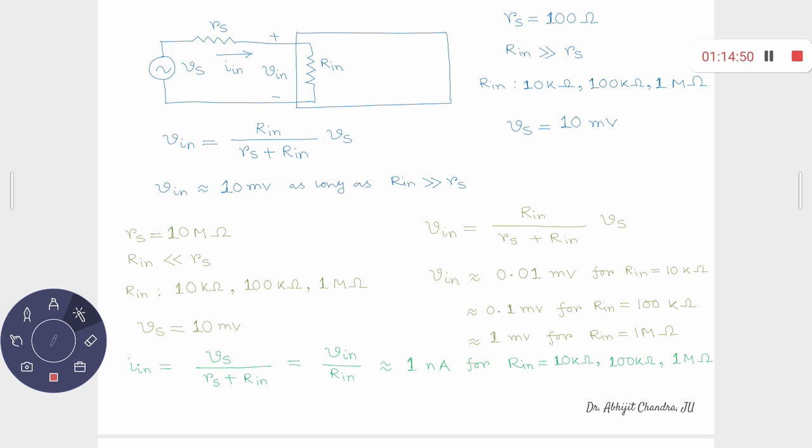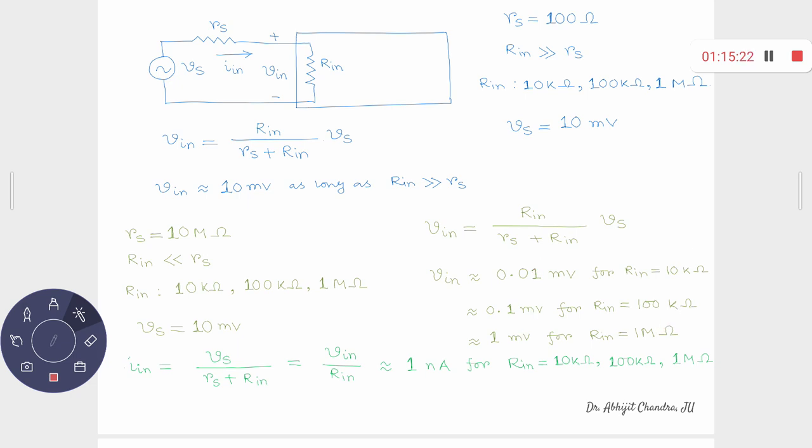Now, that can also be regarded as this voltage drop divided by Vin upon Rin. Now, if you take this ratio, 0.01 by 10 kilo ohms, 0.1 by 100 kilo ohms, 1 millivolt by 1 mega ohms, these ratios are constant. When it increases by a factor of 10, it also increases by a factor of 10. When it increases by a factor of 100, it also increases by a factor of 100.